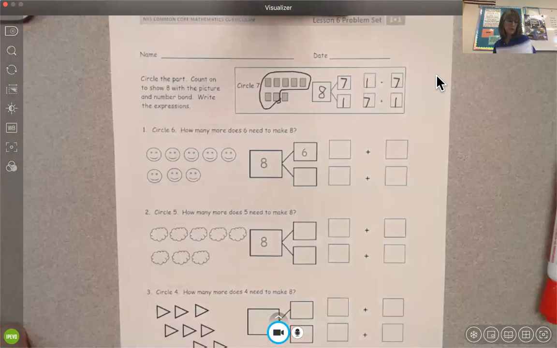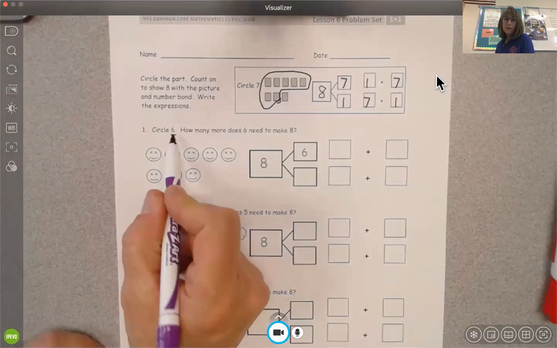I'll read the instructions while you're writing your name. Here we go. Circle the part. Count on to show 8 with the picture and number bond. Write the expression. So yesterday we were finding things that added up to 7. Today we're trying to find things that add up to 8. Let's go ahead and figure this out. Circle 6 right here. It says circle 6.